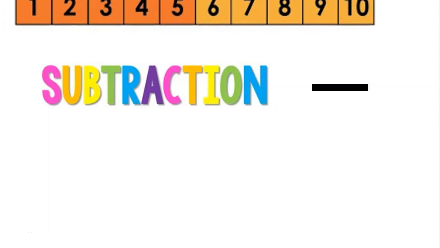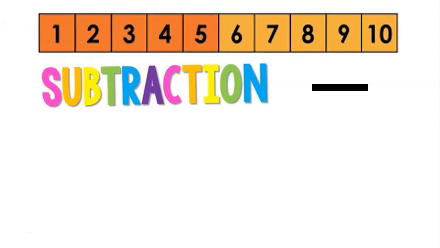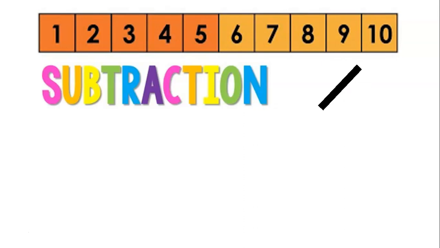Okay, so now we're going to be working on subtraction. And we know if we're using subtraction, we're going to be using the minus sign. So when we work on addition, we know we would jump to the right, but with subtraction, we're going to be jumping to the left or jumping backwards. All right, so let's start with, okay, so I want to make a subtraction sentence starting with number 8.